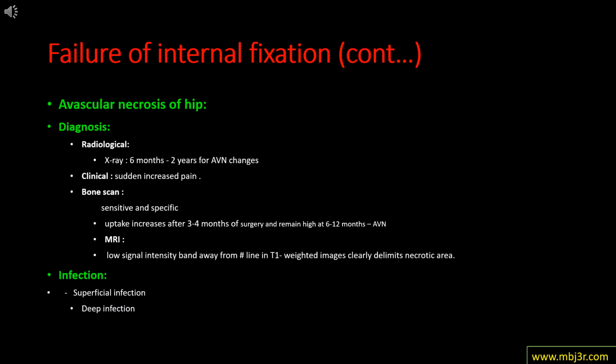Avascular necrosis of the hip. Diagnosis is radiological. You can diagnose usually after 6 months to 2 years. Sudden increased pain or gradual onset pain which is worsening over time, and decreased movements. Bone scan is sensitive and specific. Uptake increases after 3 to 4 months of surgery, remains high at 6 to 12 months. MRI low signal intensity band away from the fracture line in T1 weighted images clearly delimits necrotic area.